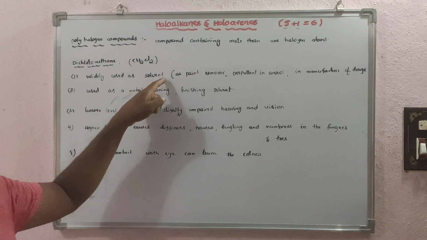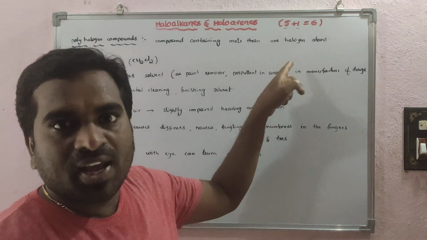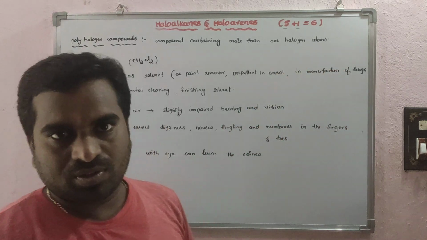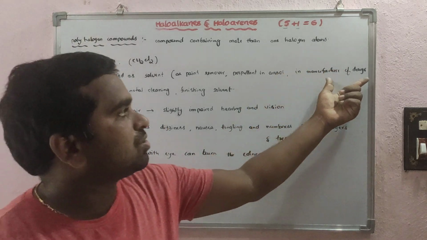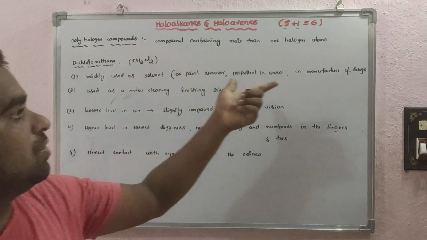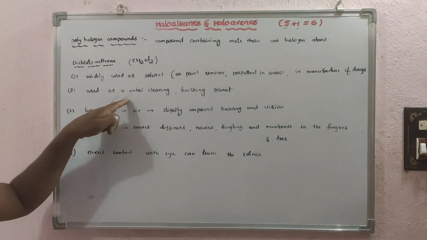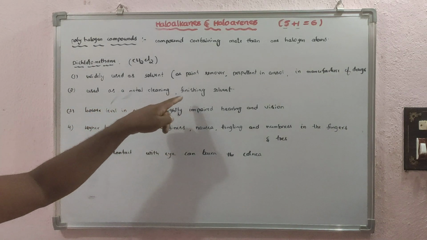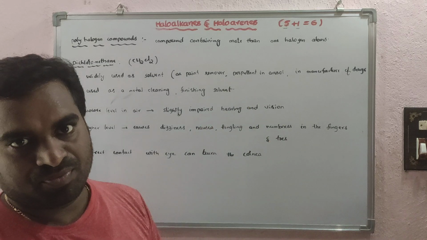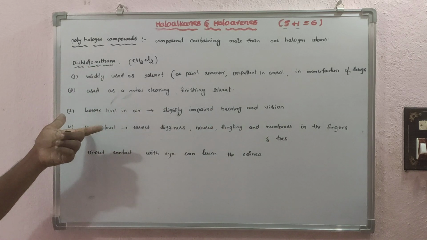Dichloromethane is mainly used as a solvent for paint remover, as a propellant in aerosols, and in the manufacture of drugs. Clear? It is also used as a metal cleaning and finishing solvent. Clear? And there are some harmful effects of dichloromethane also.